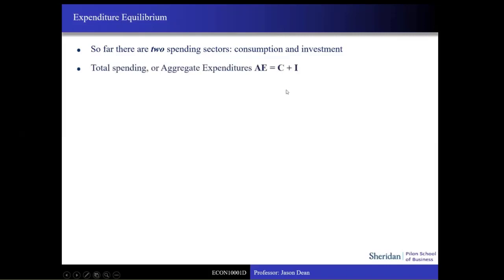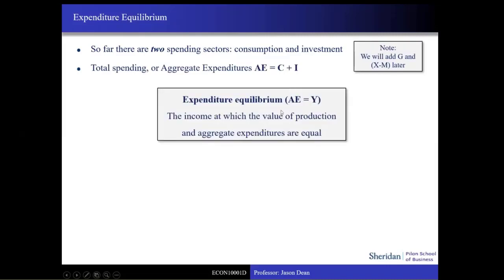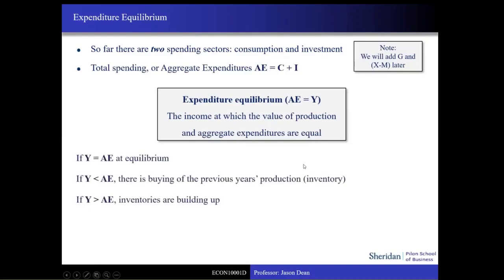So then now we're going to talk about what would be an equilibrium in this model. The equilibrium will be where aggregate expenditures equals income or production. So the income at which the value of production and aggregate expenditures are equal. So saying that if Y is equal to AE, we're at equilibrium.